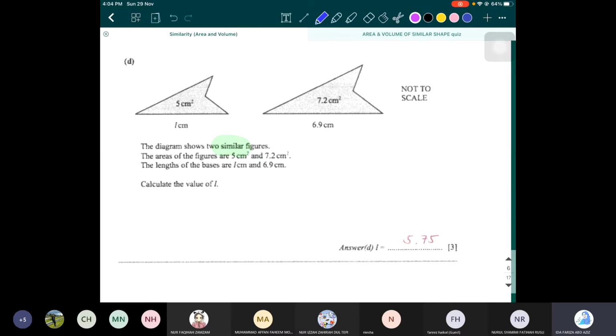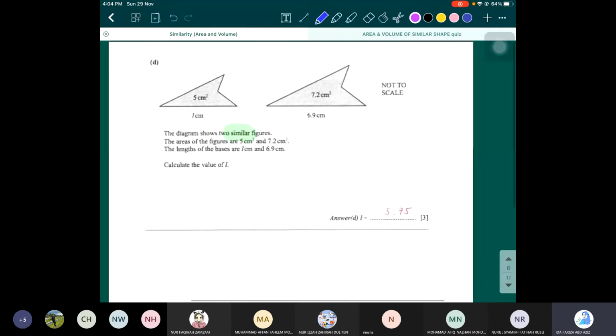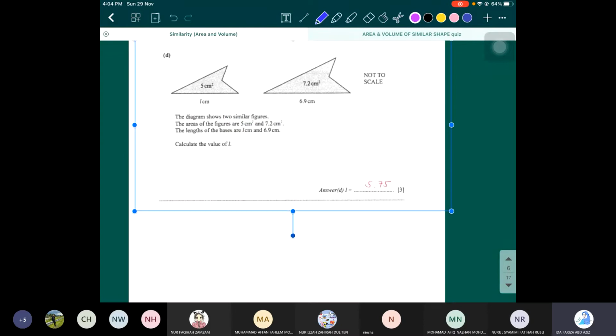The lengths of bases are L and 6.9. Calculate the value of L. Okay, dah ada jawapan kat situ. The answer is 5.75. What matters here now, we want to see how to solve this one. Macam mana nak dapatkan 5.75?